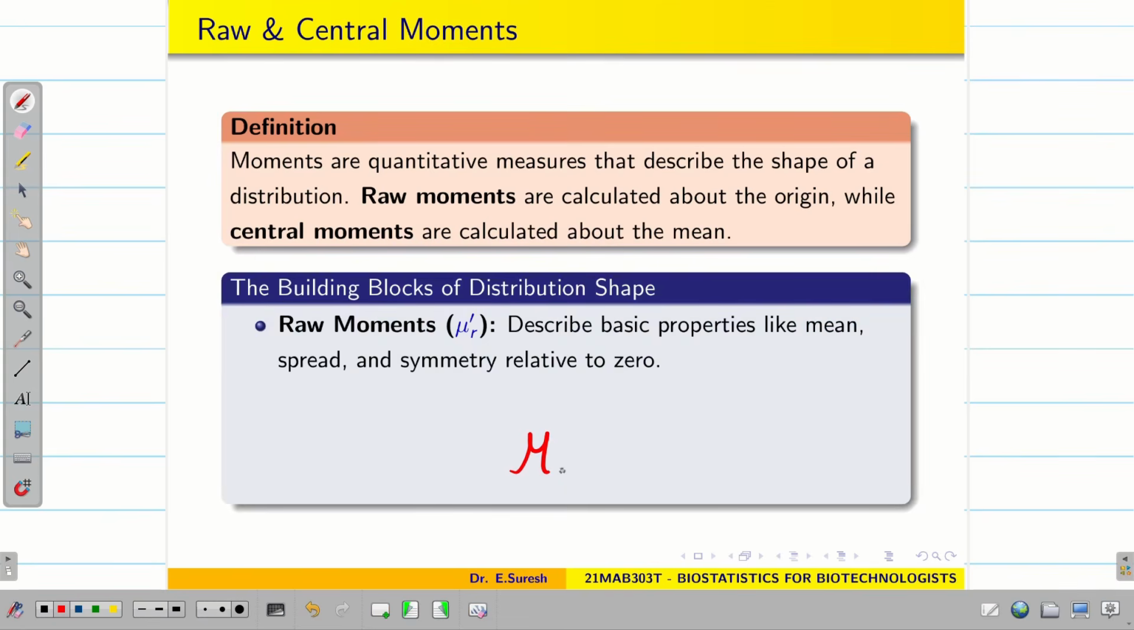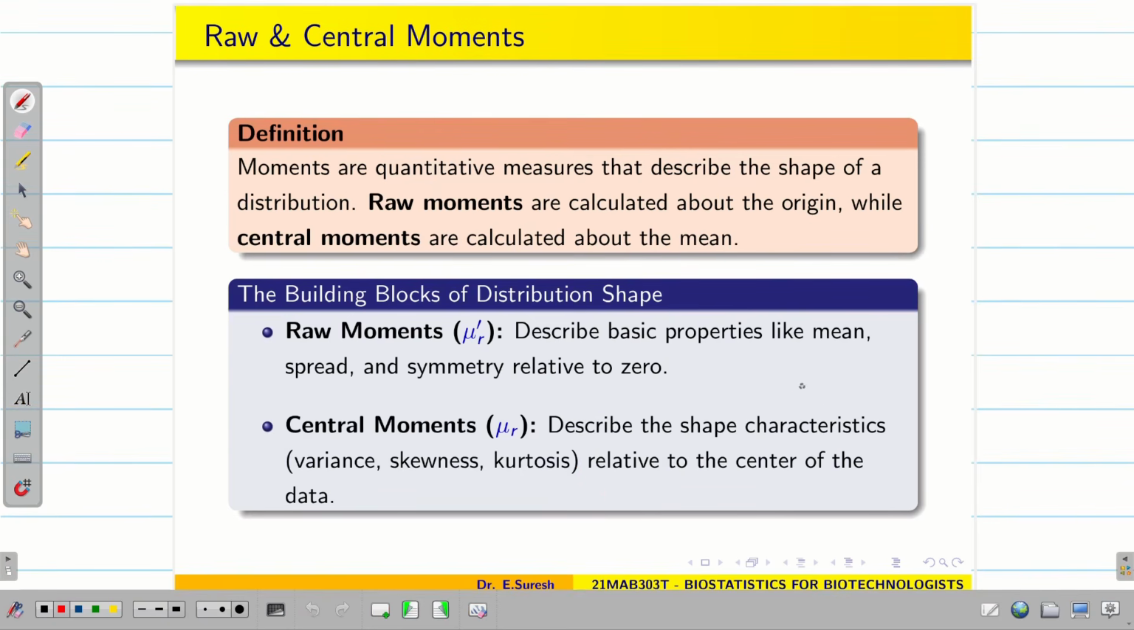The notation for raw moments is mu r dash. We can put the value r equal to 1, 2, 3, etc. The raw moments basically help us to describe the properties like mean, spread, symmetry relative to 0. And the notation for central moment is simply mu r. It is very helpful to find variance, skewness, kurtosis. We are going to see what is meant by skewness and kurtosis after a few minutes.